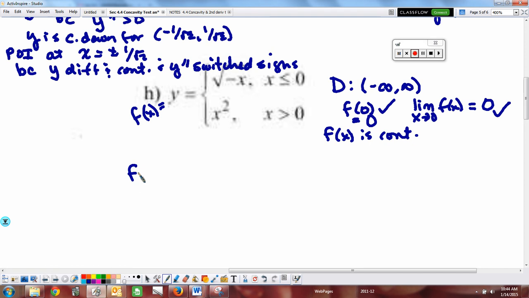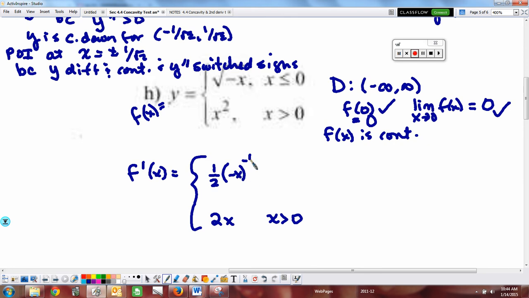Alright, let's talk about differentiability. So let's go ahead and find the derivative. The derivative of x squared would be 2x. That one's easy, for x greater than 0. For the square root of negative x, we think of this as negative x to the 1/2. So the derivative would be 1/2 negative x to the negative 1/2 times negative 1.